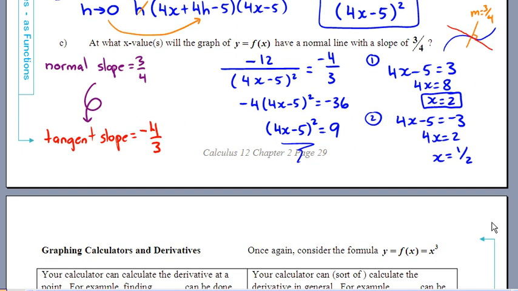It's not showing up super well there, is it? There we go. So two different answers for this one.